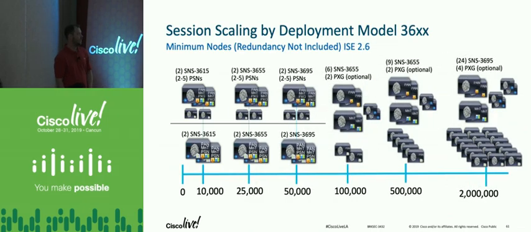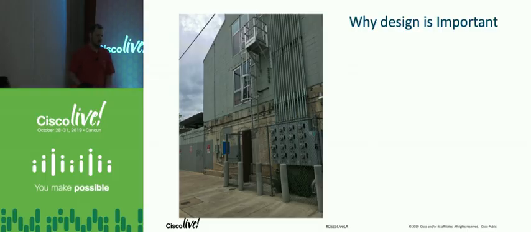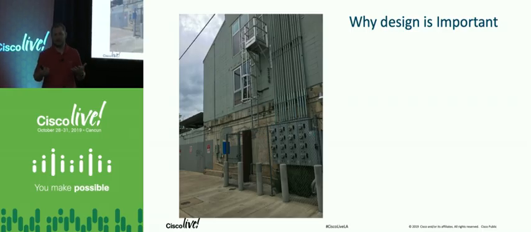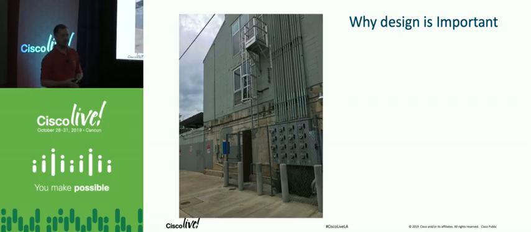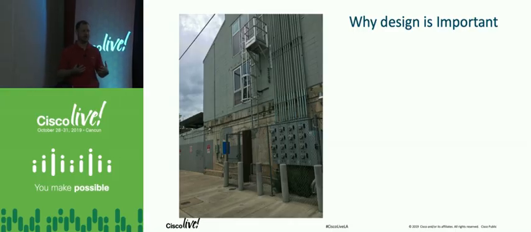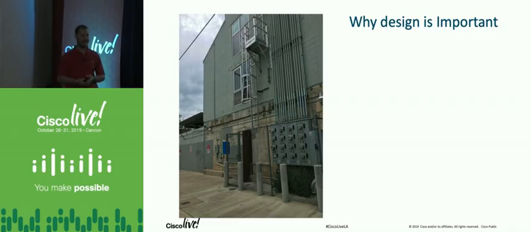And then with the 3600s, we're going up to 3695s to get there. Now, this is kind of a funny picture, and I think it's very relevant to ISE design and why design matters. We see this way too often: when someone's not talking to another person within the organization, design flaws happen.